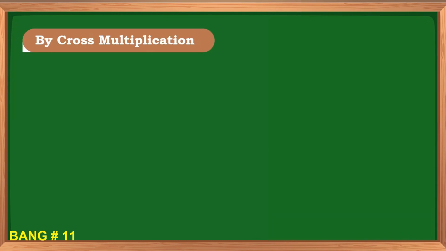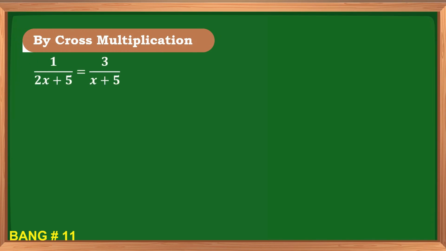Another way of solving rational equations is using cross multiplication. Let's have this example. Solve for x in 1 all over 2x plus 5 is equal to 3 all over x plus 5.